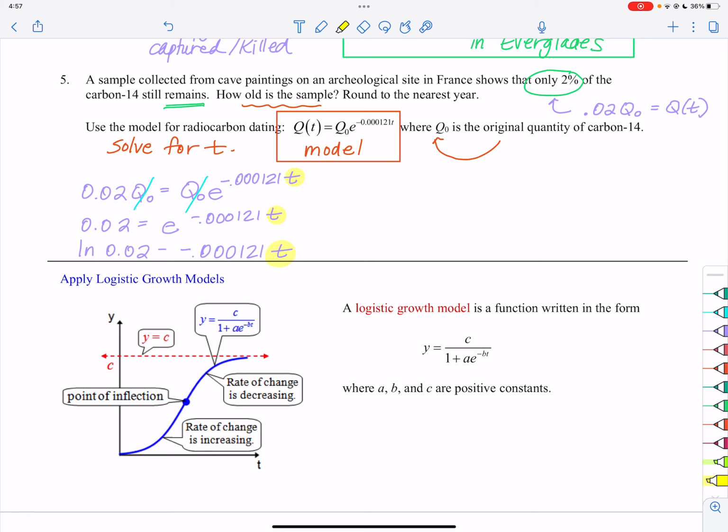Okay, so now let's go ahead and solve for t. So t is going to be the natural log of 0.02 divided by negative 0.000121. And you can go ahead and find that in your calculator, and that will be 32,331 years old. That's how old that sample is when only 2% remain.